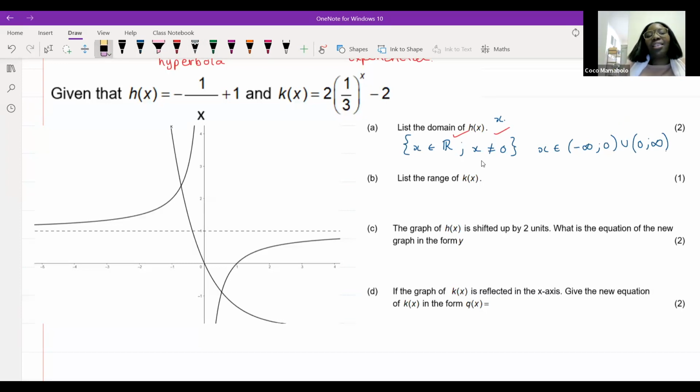All right, list the range of k of x. What do we know about k of x, guys? K of x is the exponential. We know that the range is what values? Range is the y values, good. So we know that y is going to be an element of all real numbers, except y must be what?